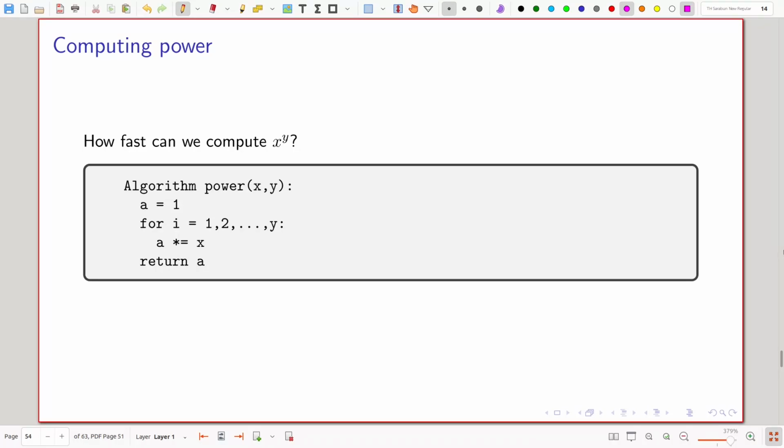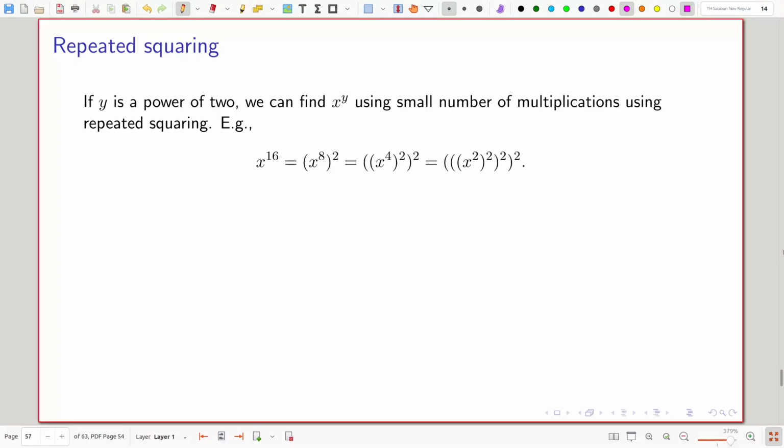This is a simple one, and it takes a lot of time. Okay, it's not that efficient, but this observation really helps us. So this is called repeated squaring.